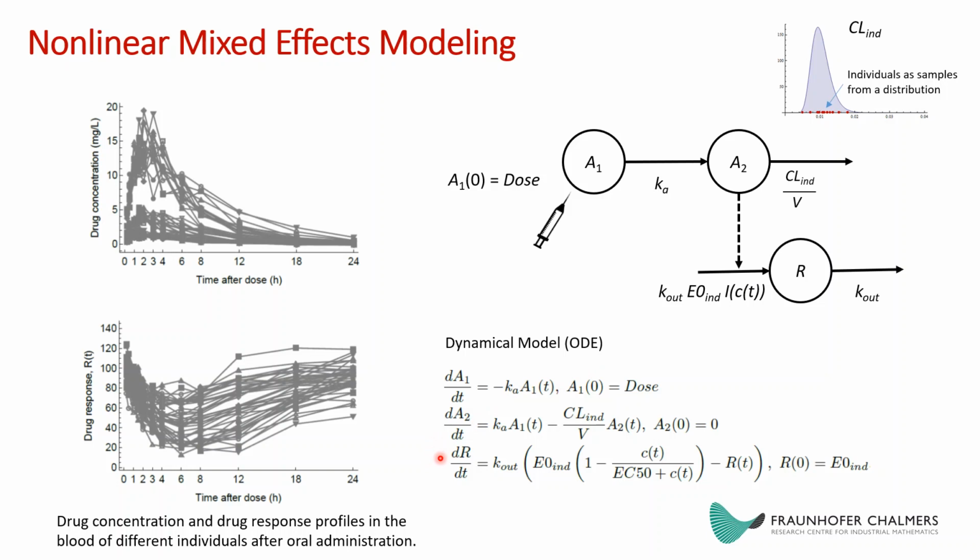The observed inter-individual variability in the time series is here assumed to stem from differences between subjects in drug clearance, denoted CL individual, and drug effect baseline E0 individual, that is, the steady state level without drug.